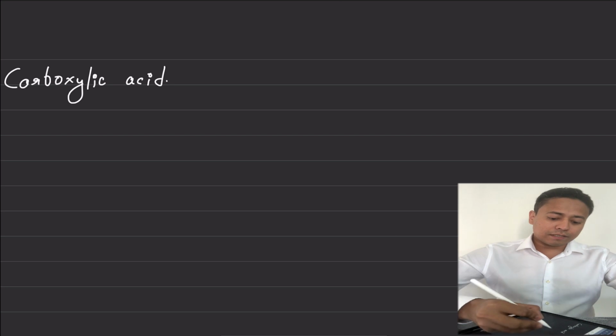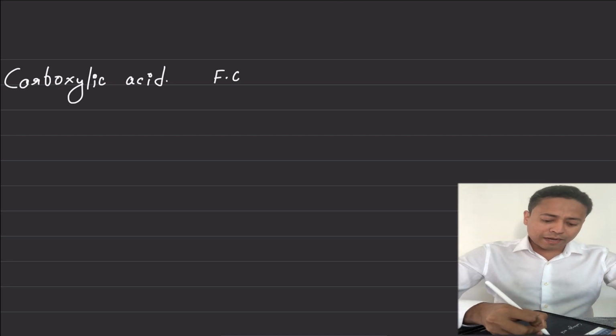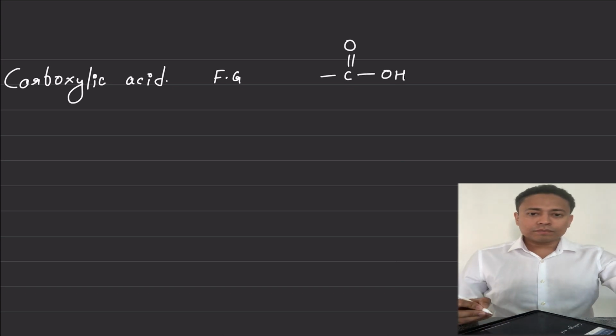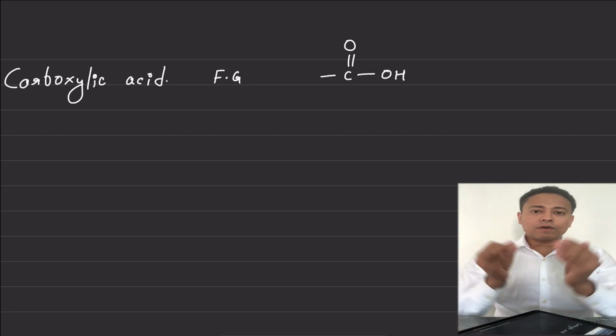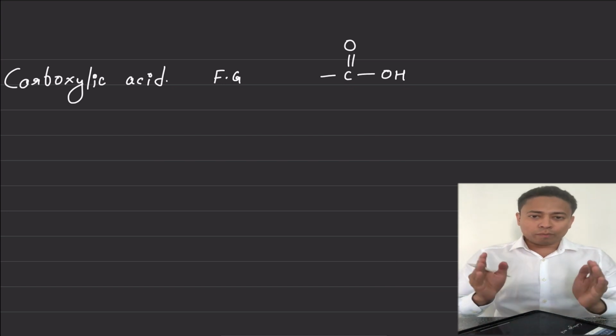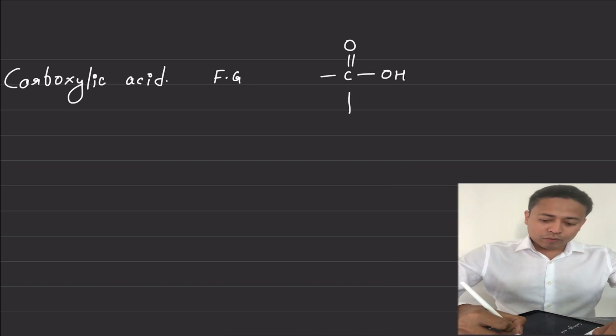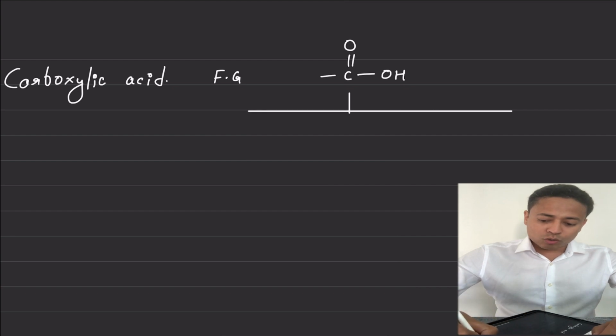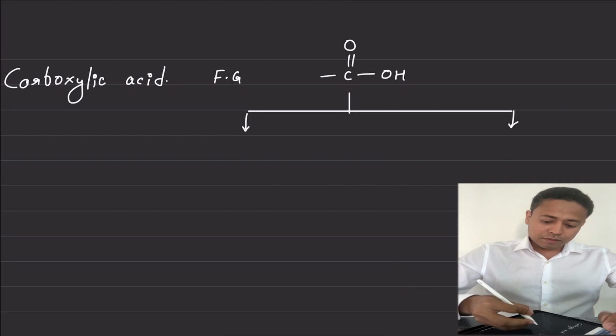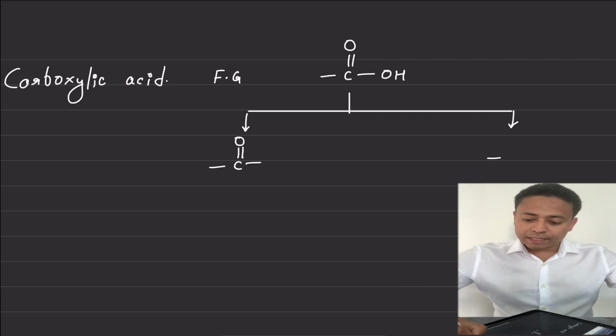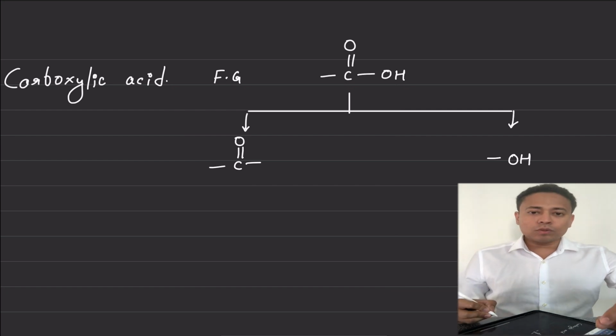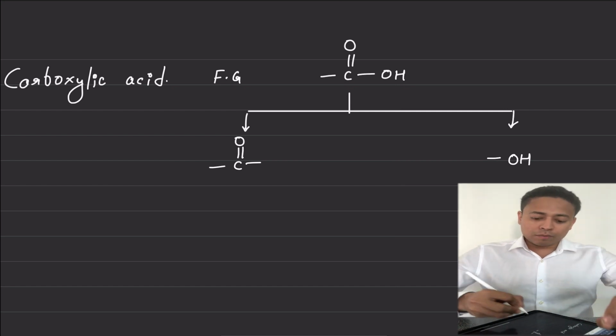Now in carboxylic acid, the functional group that we have here is C double bond O single bond OH. This is the functional group for carboxylic acid. If we try and break up this functional group, it can be broken down into two parts. If you observe closely, you will be able to see those two groups present here. One group is C double bond O, while the other group present here is OH. If you have studied a bit of nomenclature, you are aware of the name of C double bond O.